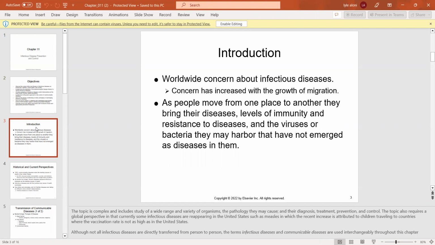We also know there is a global perspective, and that currently some infectious diseases are reappearing in the United States, such as measles, because we're not seeing that consistency with vaccinations. Although not all infectious diseases are directly transmitted from person to person, the terms infectious disease and communicable disease are oftentimes interchangeable in our reading.